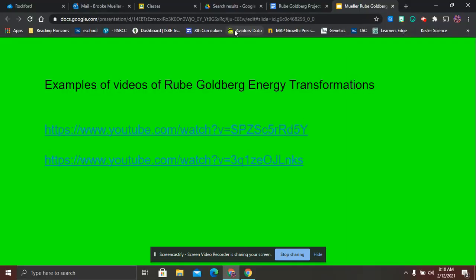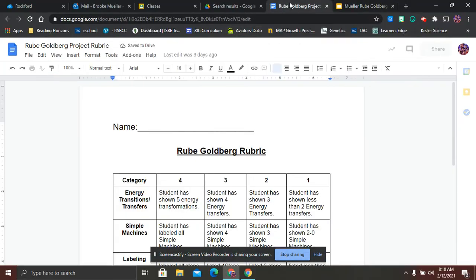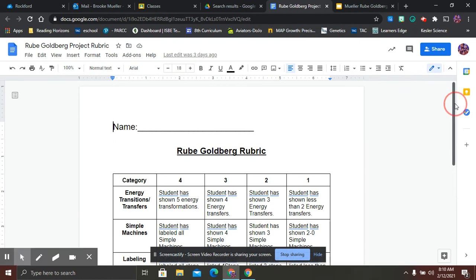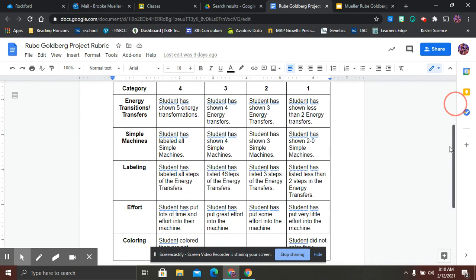I want to take a second then and discuss with you the rubric and how you will be graded. Now, this is for first, third, sixth, and seventh hour. You guys can go through this in order. I just want you to know exactly how you're going to be graded on this. So this is exactly what you're going to have.